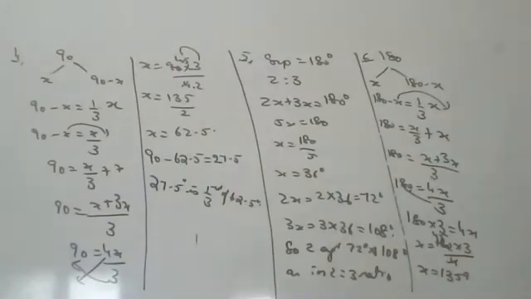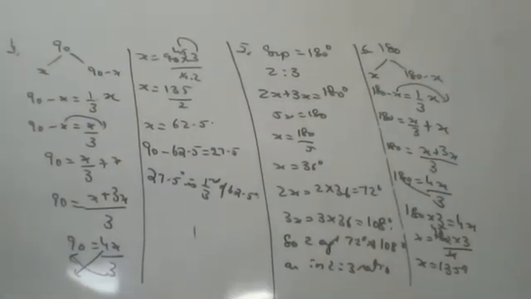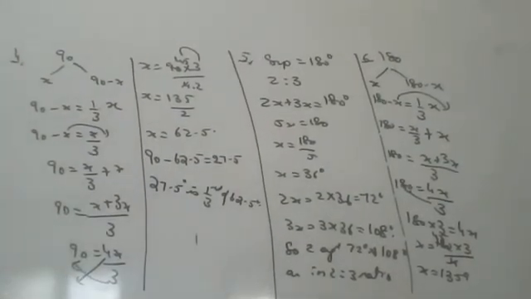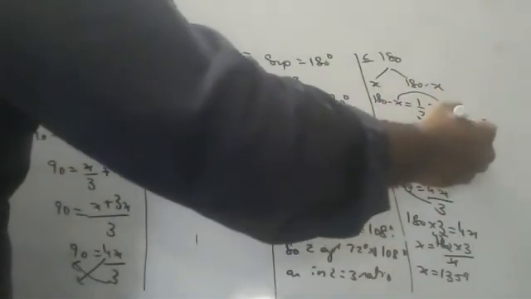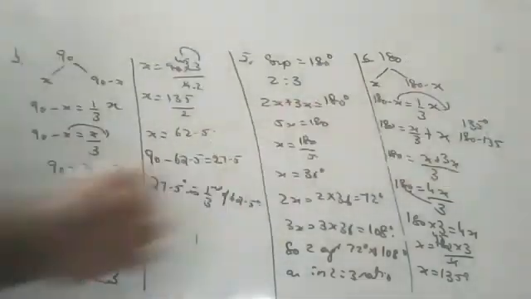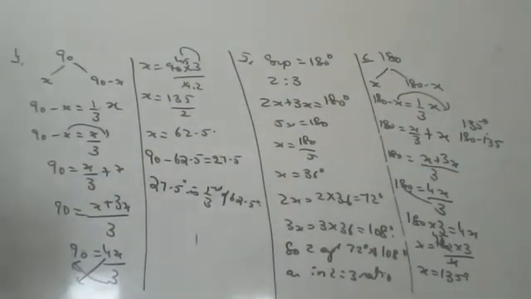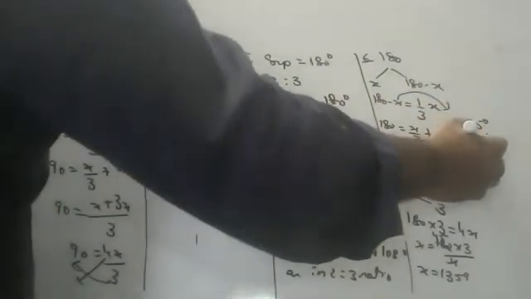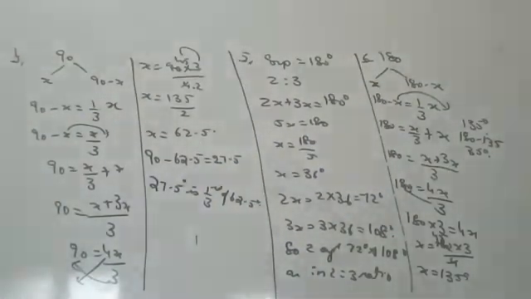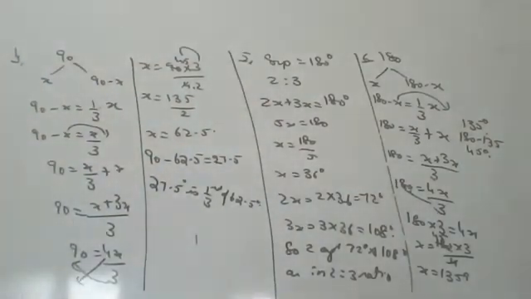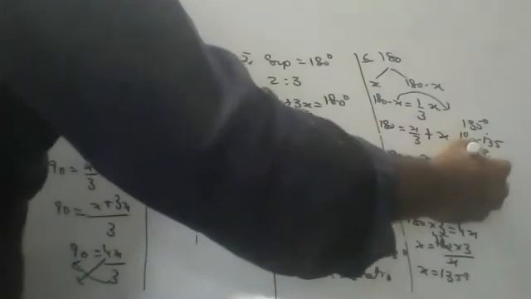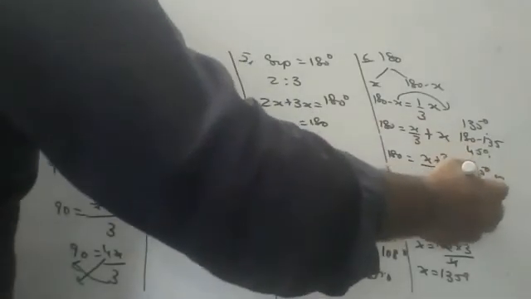135 degrees. Can you tell me the statement? If one angle is 135 degrees, what is the other angle? 180 minus 135 is how much? 45 degrees. Can you tell me the statement? 45 degrees is 1/3 of 135 degrees.